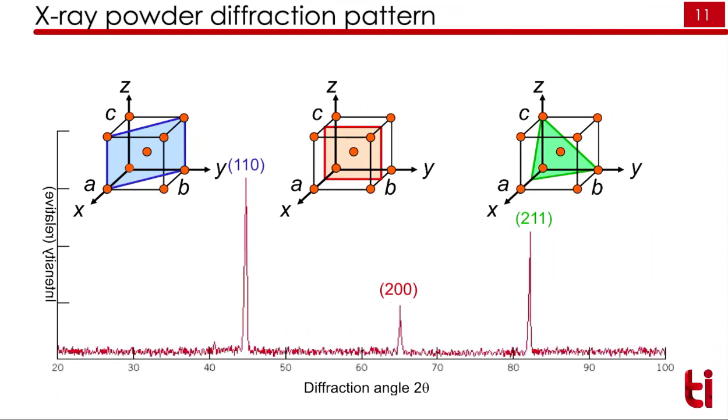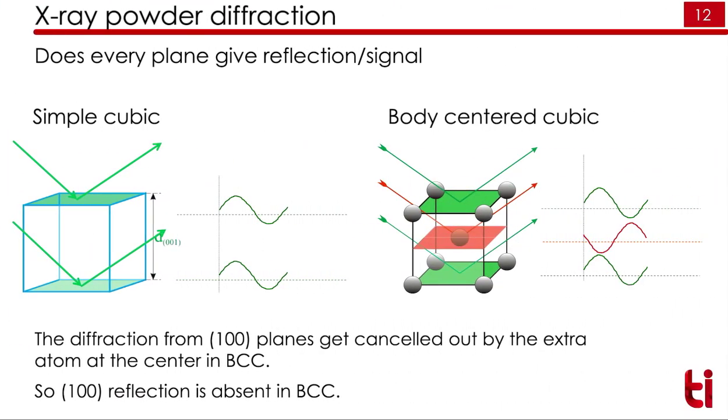Again the same picture is shown here, but for clarity we have shown the diffraction from different peaks. This is from 100, this is from 200, this is from 211. So the question is, can we have diffraction from all peaks? If you take a simple cubic or if you take a BCC, the diffraction will get cancelled out in the BCC due to the addition of an extra atom.